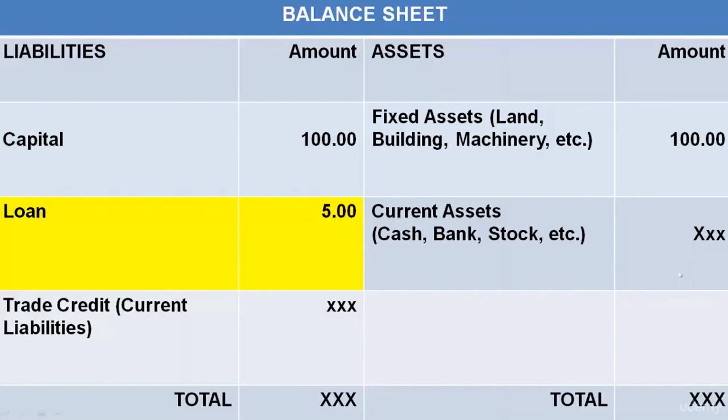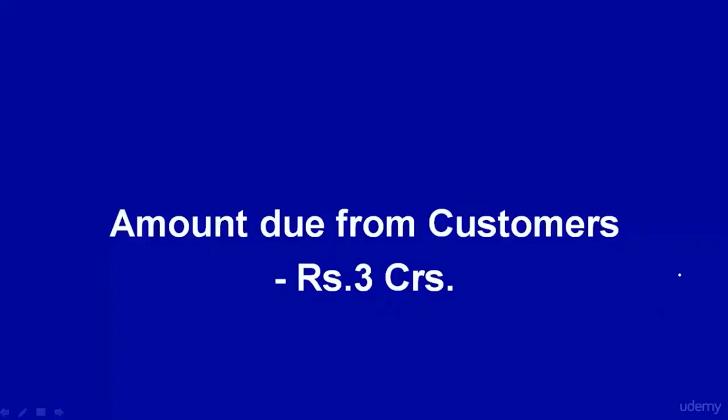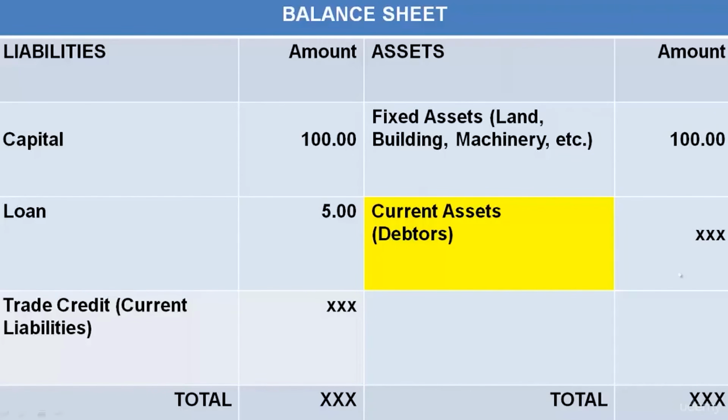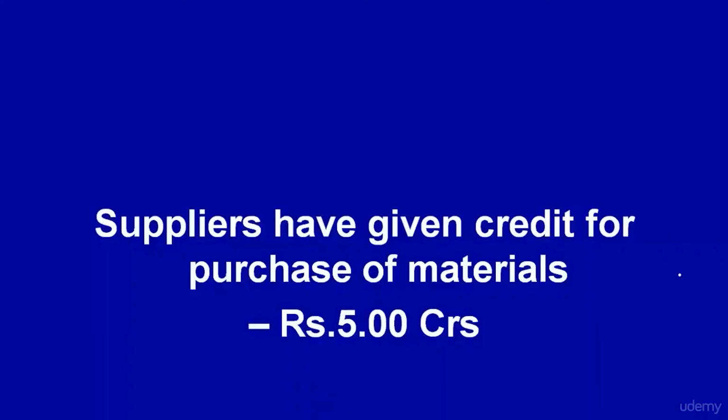So anything which should be repaid is a liability, and this should appear on the liability side, say loan 5 crore. Then amount due from customers, rupees 3 crore. This is the amount which the organization has to receive, or this is the amount the organization has the right to receive. Anything on which you have the right to receive or ownership is an asset. So this will come here in the balance sheet, asset side, as debtors. Anything which is due, which you have to receive, is a debtor, and it will appear here, debtors 3 crore.